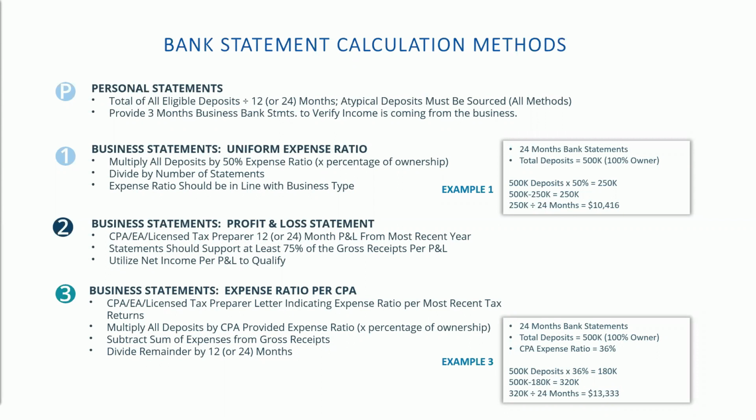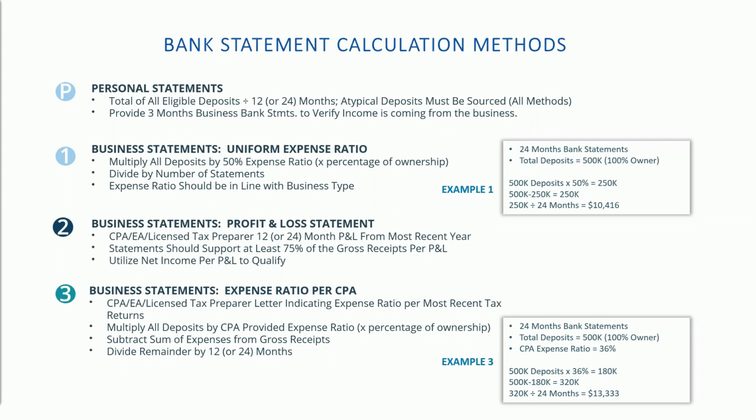Business method 1 is uniform expense ratio. The math is super simple. I'm just going to total up all of my deposits and hit them with a flat 50% expense ratio, and then divide that sum by either 12 or 24 months. So on the right-hand side there's a quick little example if you want to check that out, but it's relatively easy, right, to the concept.